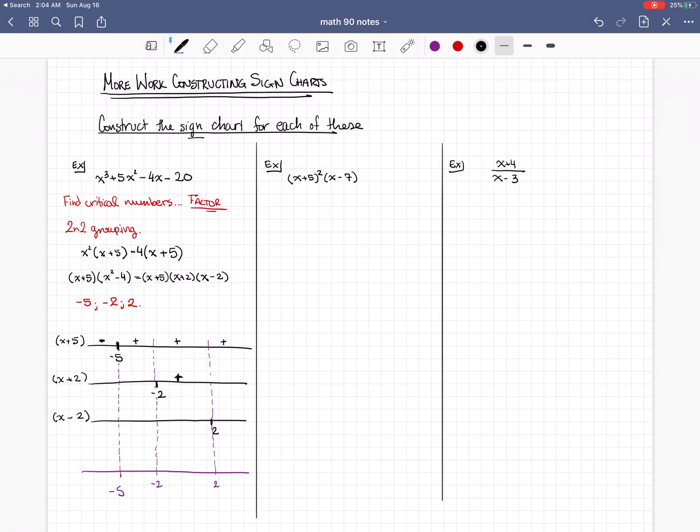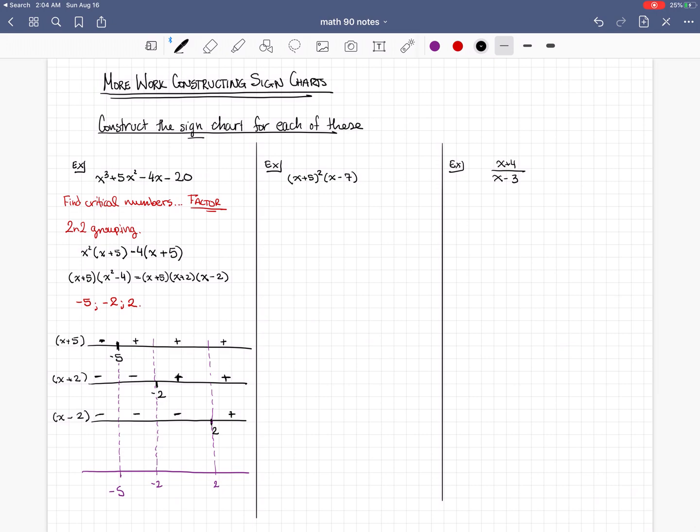For values of x to the right of negative 2, x plus 2 is positive. For values of x to the left of negative 2, x plus 2 is negative, and the same is true for x minus 2. To the right of 2, x minus 2 is positive. To the left of 2, it's negative.